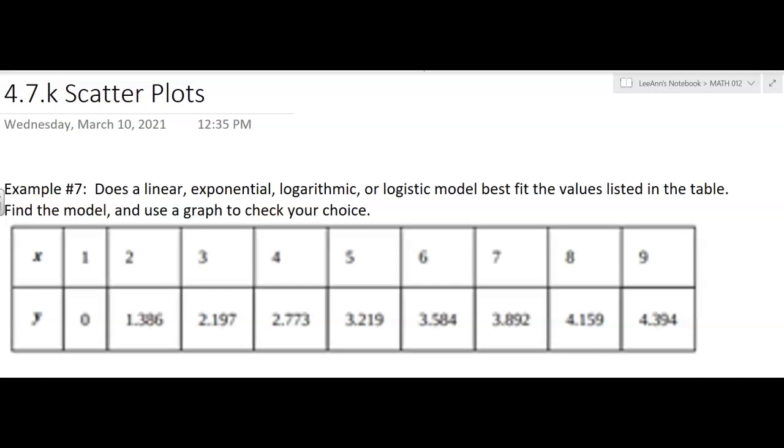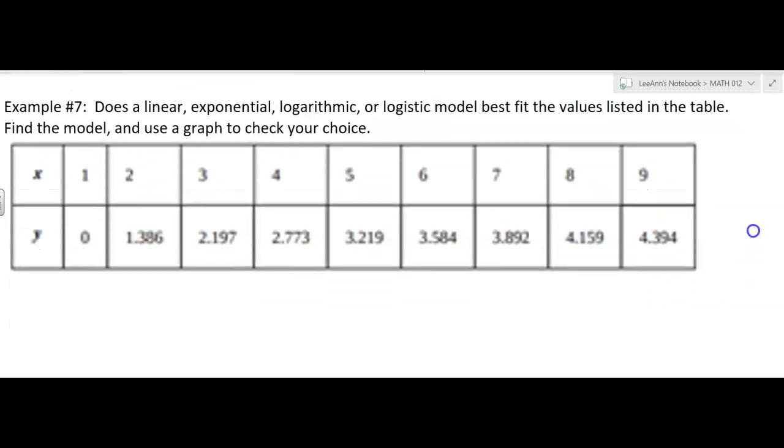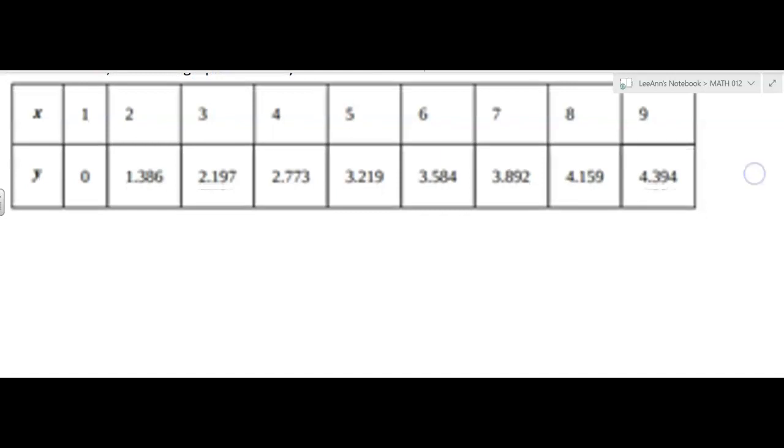Okay, so here's an example of where they want us to find a model. It says, does a linear, exponential, logarithmic, or logistic model best fit the values listed in the table? Find the model, use a graph to check your choice. Okay, so they give us these data points here. So the first thing to do is to graph those data points.